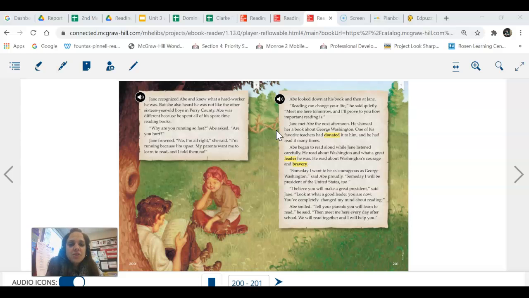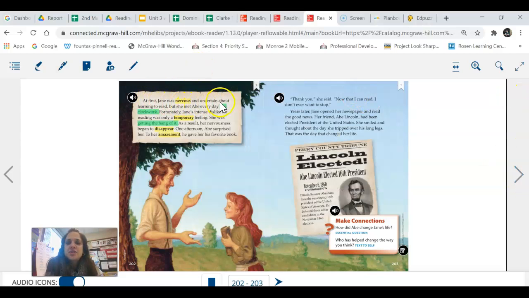"I believe you will make a great president," said Jane. "Look at what a good leader you are now. You've completely changed my mind about reading." Abe smiled. "Tell your parents you will learn to read," he said. "Then meet me here every day after school. We will read together, and I will help you."